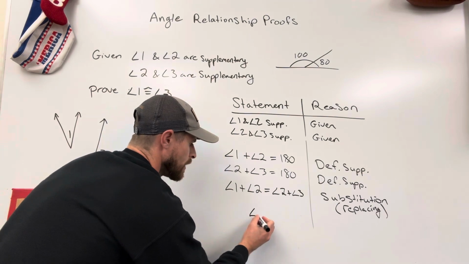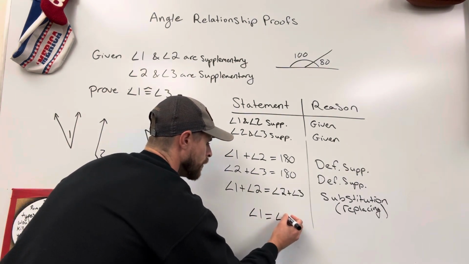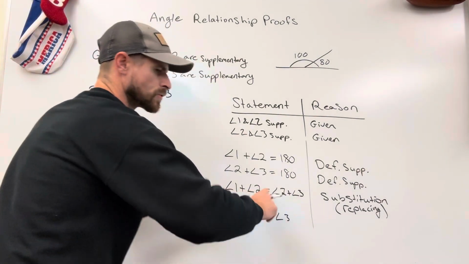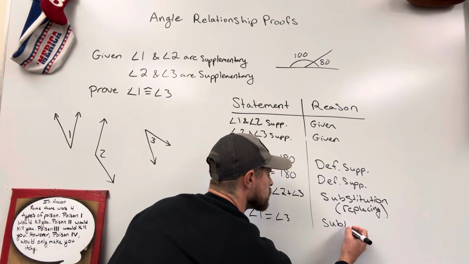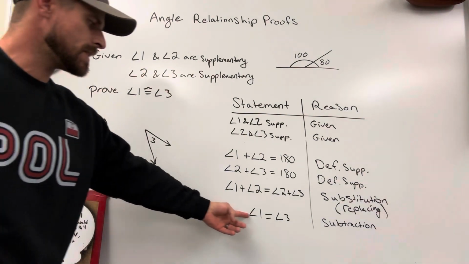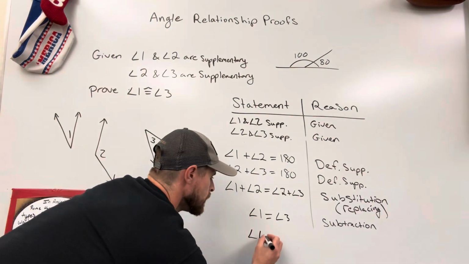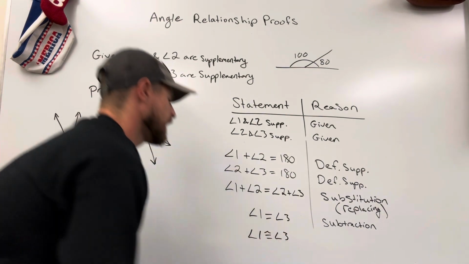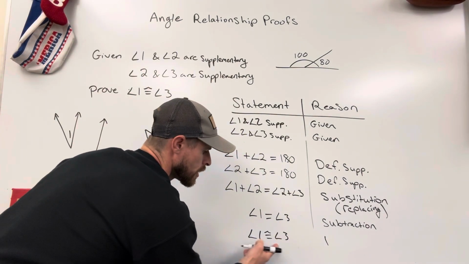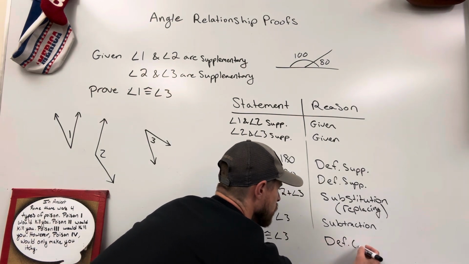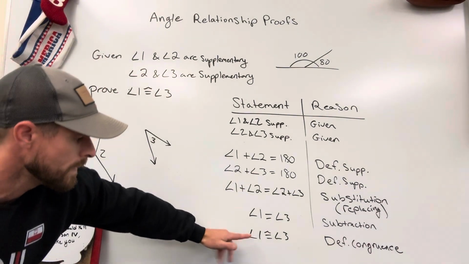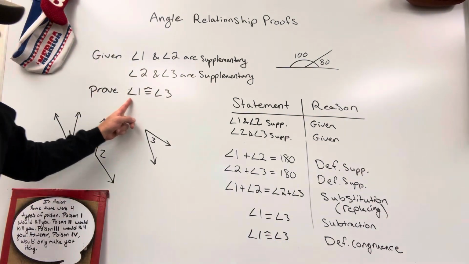So now we're going to say angle 1 is equal to angle 3. We know this because of subtraction. We're subtracting the angle 2's from both sides. Subtraction. And then last but not least, if angle 1 is equal to angle 3, we know that angle 1 is congruent to angle 3. How do we know that? Because of the definition of congruence. If two things are equal, they are congruent. Definition of congruence. So we've now made it to the final result of angle 1 being congruent to angle 3, which is what they wanted me to prove.